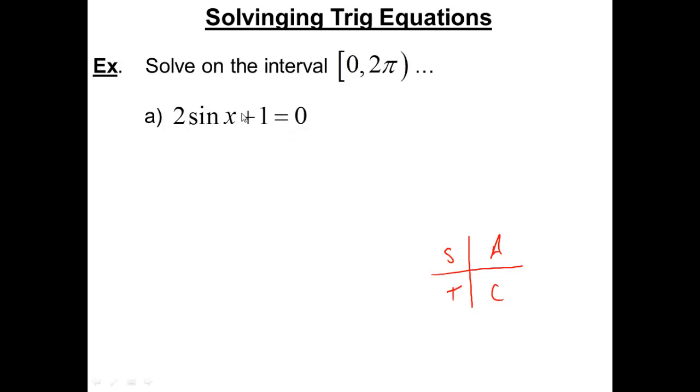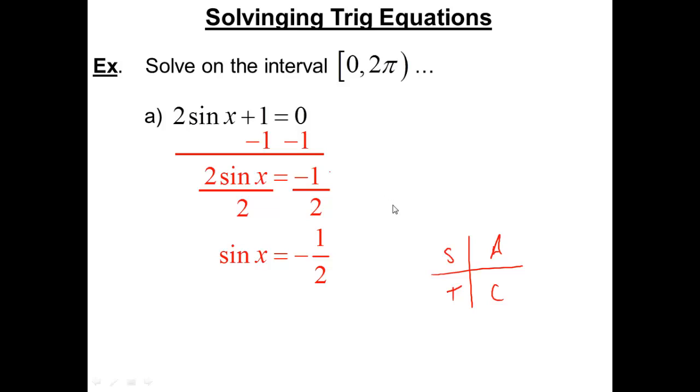So this one's going to start out just like the linear binomial. We'll subtract 1, divide by 2, and we get sine of x equal to negative 1/2. Now, normally what I would say from this point is to use your inverse operations to get rid of the sine. The inverse operation to sine would be inverse sine. So I could say x is the inverse sine, or the arc sine, of negative 1/2. And based on what you did in the previous chapter, the arc sine of negative 1/2 would be negative pi over 6. But we got a problem with that answer.